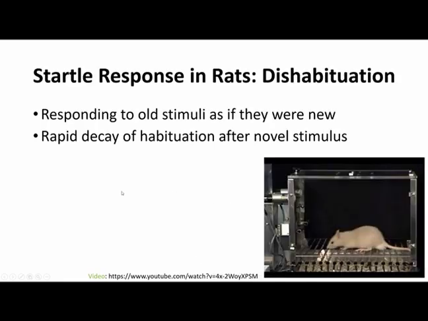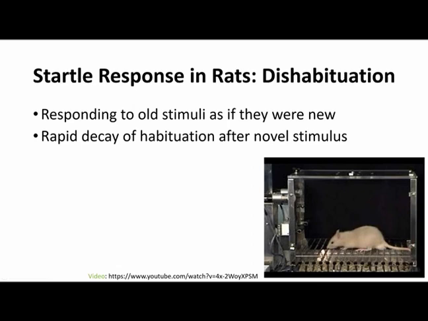We might also see dishabituation. So the same startle response in rat's example, a new video, but this time focusing on dishabituation, which is basically when they start responding to old stimuli that they had previously been habituated to as if they were new.